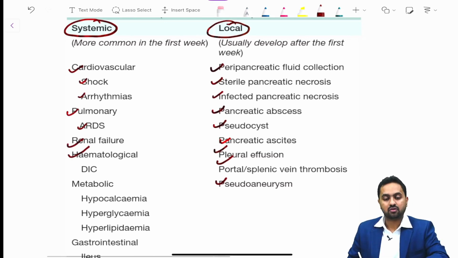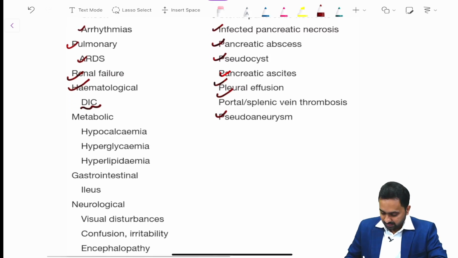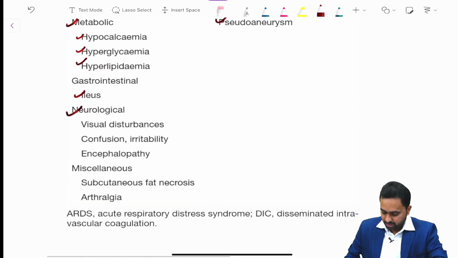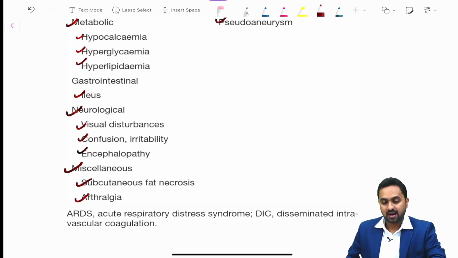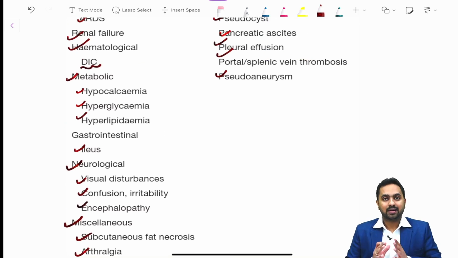renal failure, hematological, which includes your disseminated intravascular coagulation. Then you have your metabolic abnormalities that include hypocalcemia, hyperglycemia and hyperlipidemia. Then it could have a post-op ileus, and in neurological it could have your visual disturbances, confusion and encephalopathy, and miscellaneous complications include your subcutaneous fat necrosis and arthralgia. So, this is all about your acute pancreatitis.